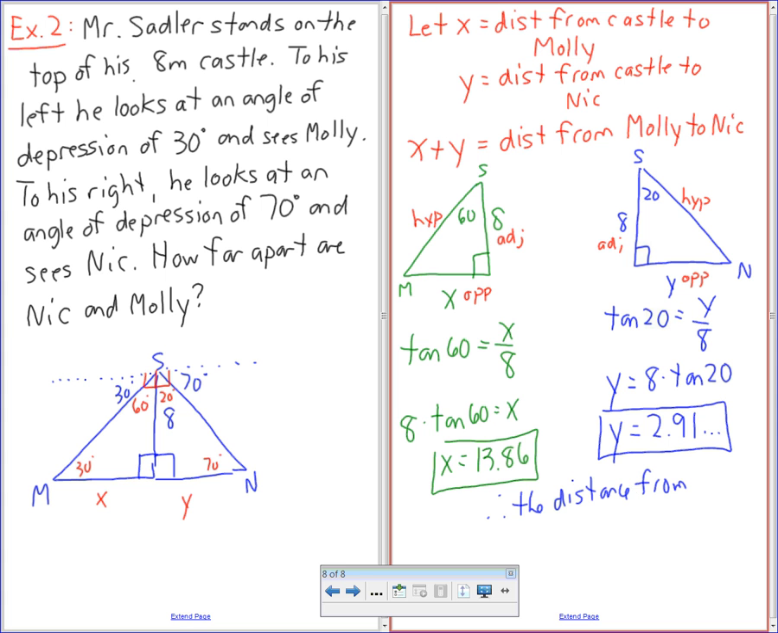Therefore, the distance from Nick to Molly is 13.86 plus 2.91 equals 16.77. Is that right? Yep.